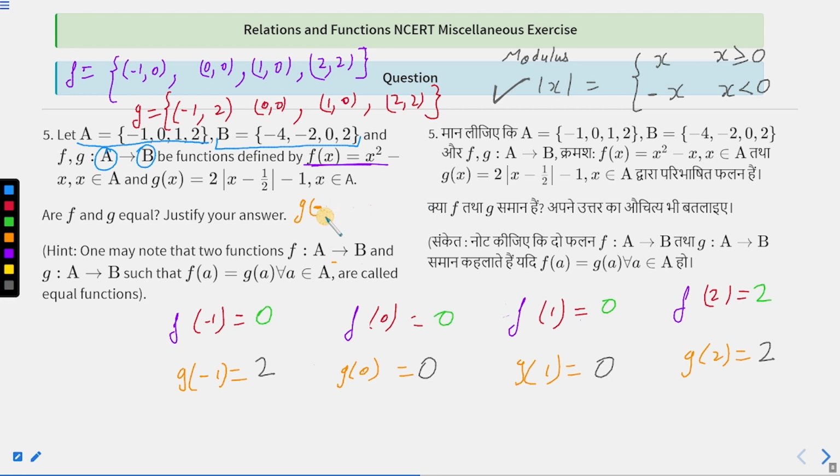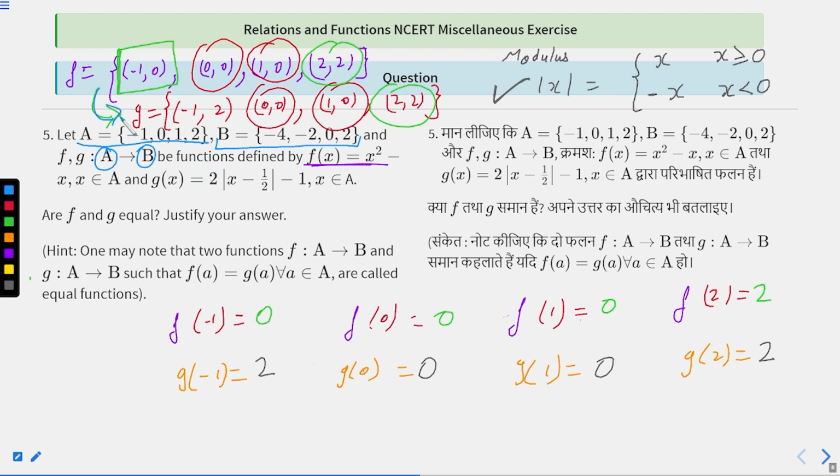Okay. Now, as you can see, you can see that this pair is here, this pair is also over here, and this pair is also over here, but you cannot find this pair in this relationship. So what can you say? You can say that these functions are not equal to each other. Okay. So as you can see, this pair does not belong here.